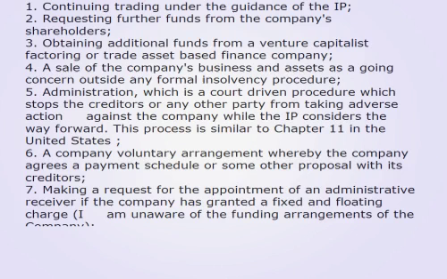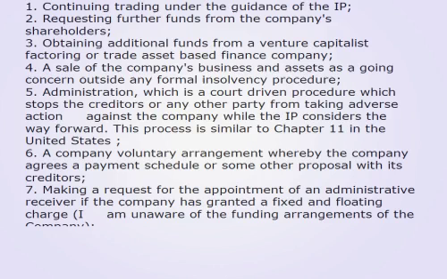1. Continuing trading under the guidance of the IP. 2. Requesting further funds from the company's shareholders. 3. Obtaining additional funds from a venture capitalist, factoring or trade asset-based finance company. 4. A sale of the company's business and assets as a going concern outside any formal insolvency procedure. 5. Administration, which is a court-driven procedure which stops the creditors or any other party from taking adverse action against the company while the IP considers the way forward. This process is similar to Chapter 11 in the United States.